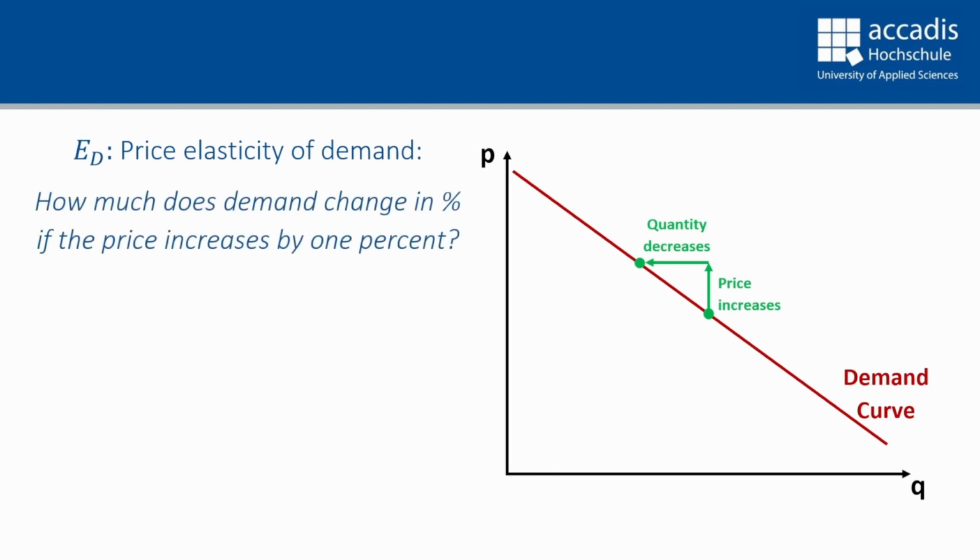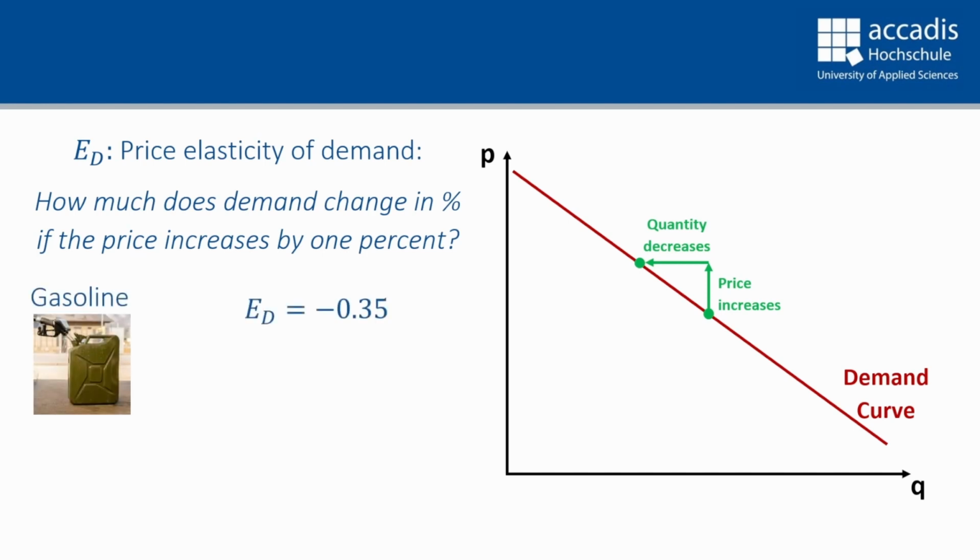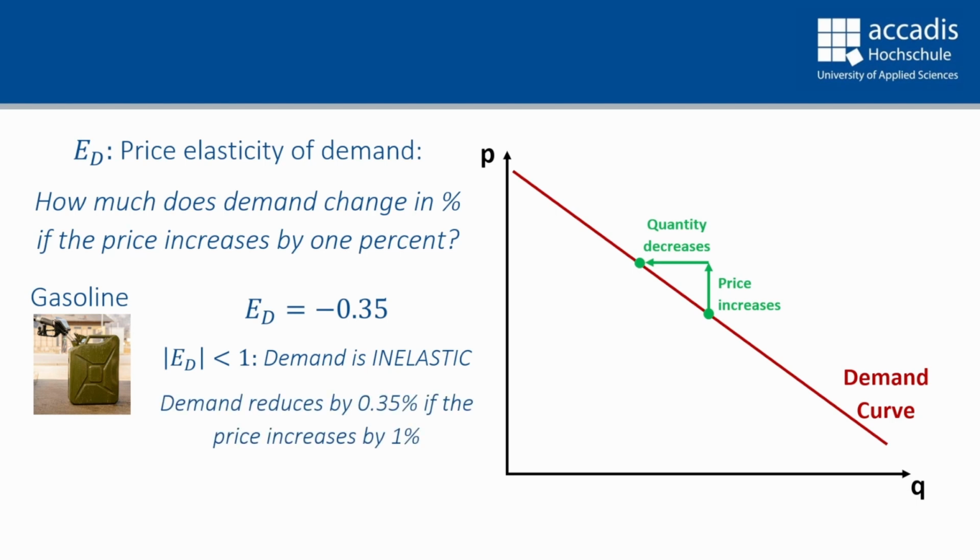So how much does demand change in percent if the price increases by 1%? Some products have inelastic demand. Our example was gasoline with a demand elasticity of minus 0.35. That's below 1 in absolute terms. So a 1% price increase will lead to a reduction of demand by less than 1%. And of course, that's good news for companies that are selling this product. They can increase the price without causing a strong reduction in demand. And this means their revenues might increase when they increase the price.